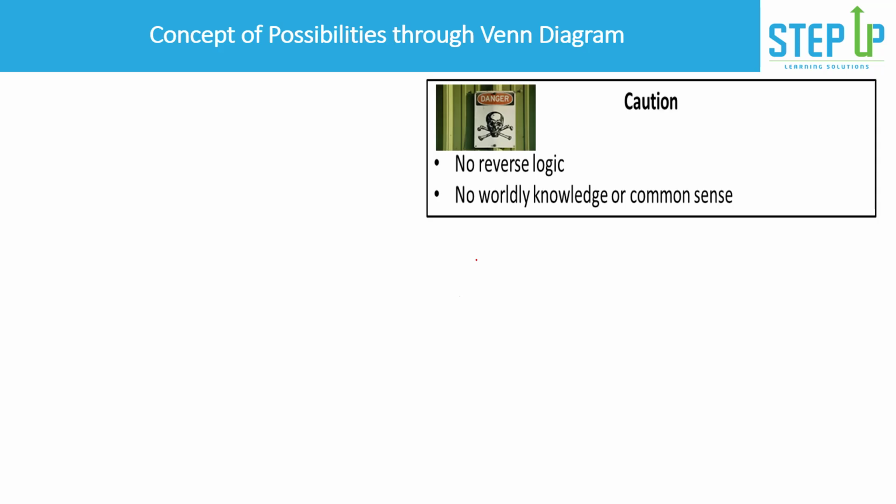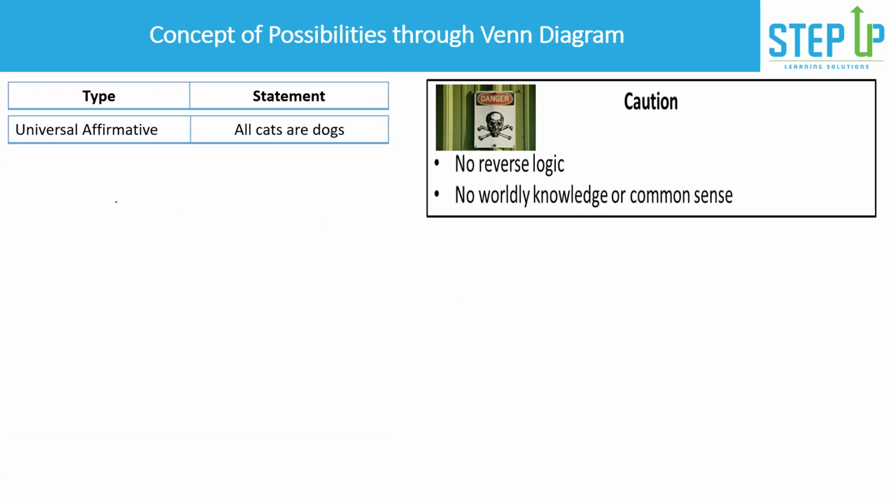Before I explain what we interpret from these statements, there's a word of caution. Do not use reverse logic in these questions. What does that mean? If somebody is saying all cats are dogs, that may not necessarily mean all dogs are cats. We'll stick to facts, to the rule and understanding, and not apply too much common sense and worldly knowledge like how we do in inductive logic. All right, so let's look at the first statement. The first statement is a universal affirmative statement. It says all cats are dogs.